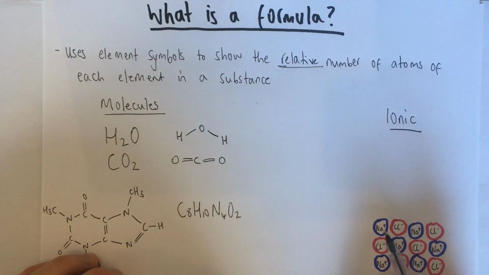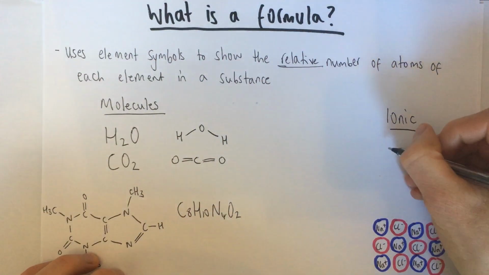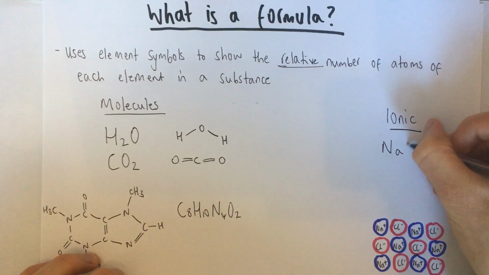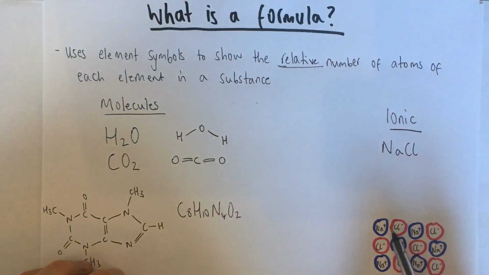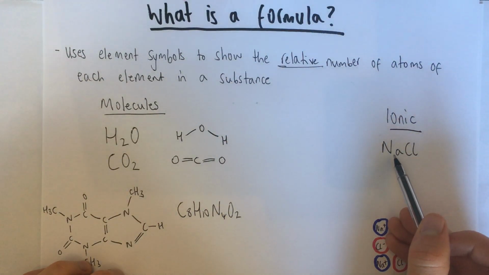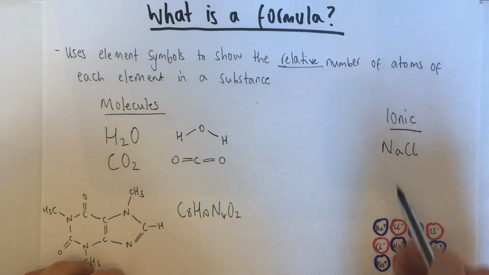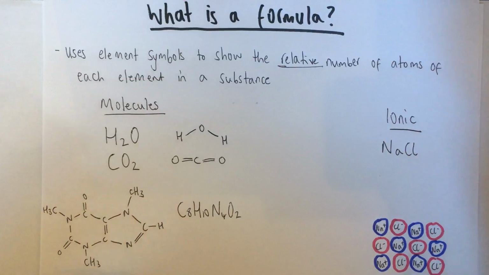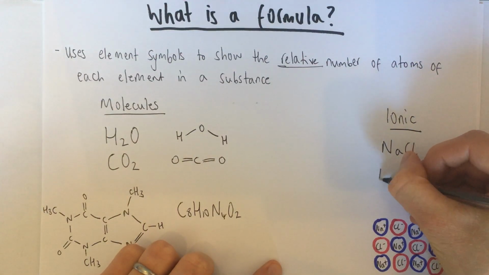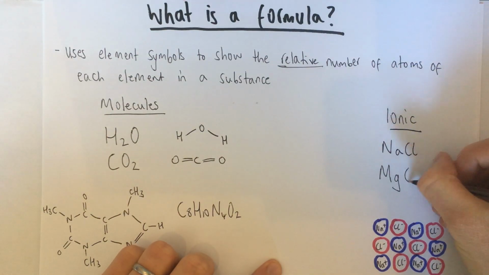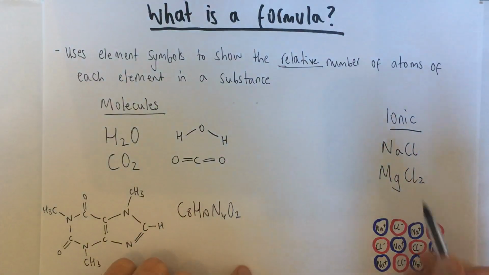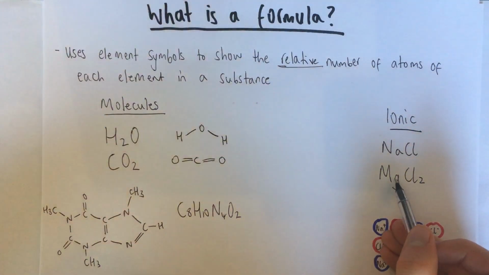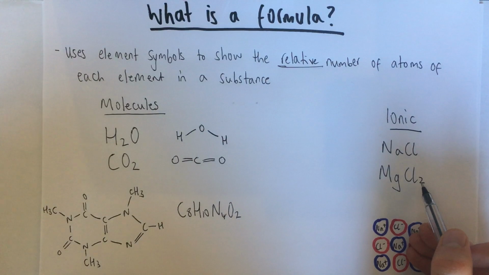If we looked and counted, we'd see that for every 1 sodium ion, there is 1 chloride ion. So the formula for this compound is NaCl. Now, it's not molecules, but even though there are billions of sodium ions and billions of chloride ions, there is 1 sodium ion for every 1 chloride ion, so just NaCl. A different ionic compound would be magnesium chloride, which is MgCl2. That tells us that for every 1 magnesium ion, there are 2 chloride ions.